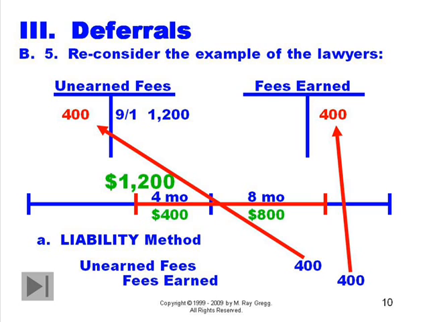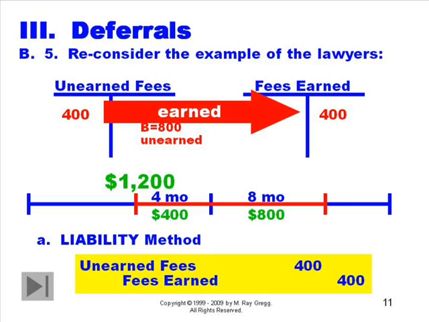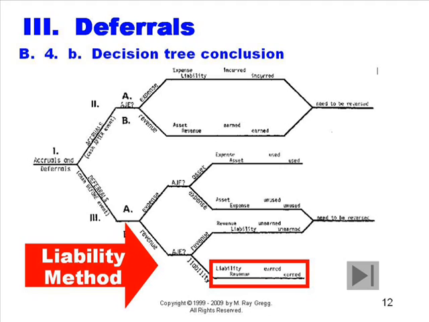When we post, that will leave $800 in unearned fees. That will put $400 in fees earned and match it with the right year, match it with the appropriate amount in this time period. If we find that that's true in this circumstance, we can generalize and say that it would be true in others as well. Debit unearned fees, credit fees earned in this specific entry translates to the decision tree conclusion. If you're recording deferred revenue, the adjusting journal entry that you make at the end of the year depends on the method you're using.